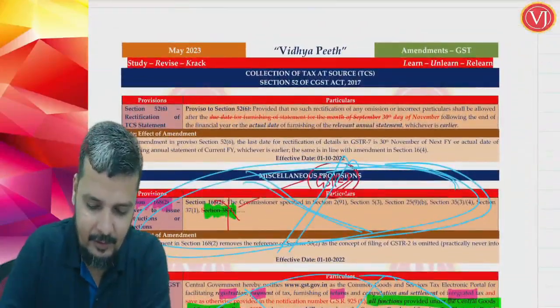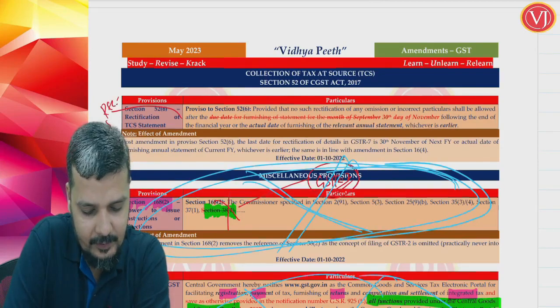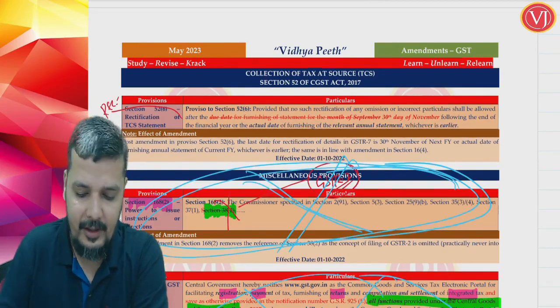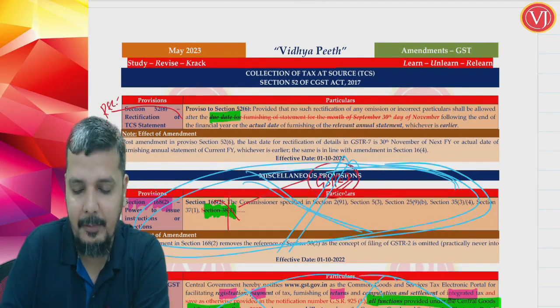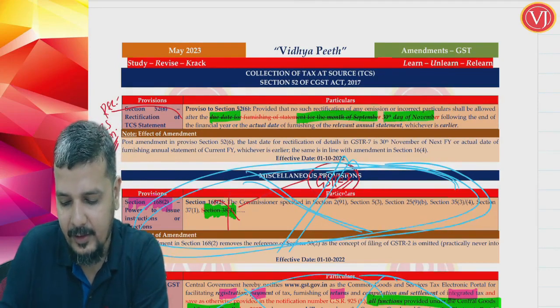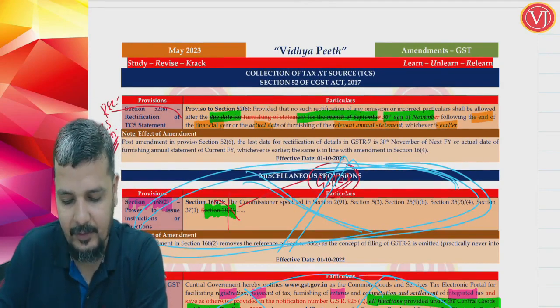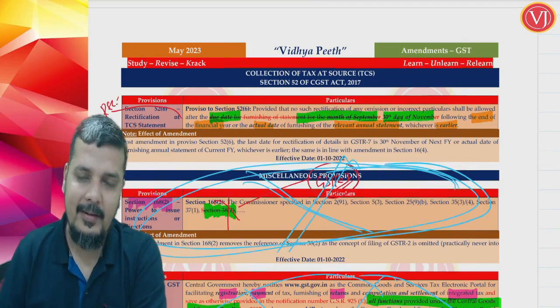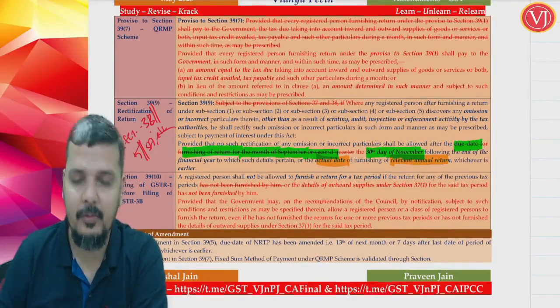Now you are talking about rectification even in your TCS statement, the TCS return, which is GSTR 8, right? Same language. Previously it was the due date of the September month return of the next financial year. Now it is the 30th day of November of the next financial year, or the actual date of filing of the annual return of that financial year, whichever is earlier. So one is given in section 37, one is given in section 39 and one is given in section 52.